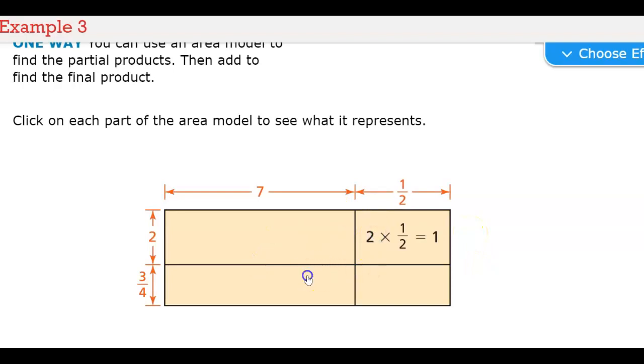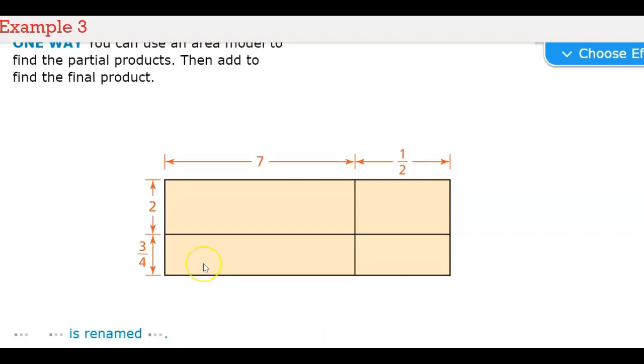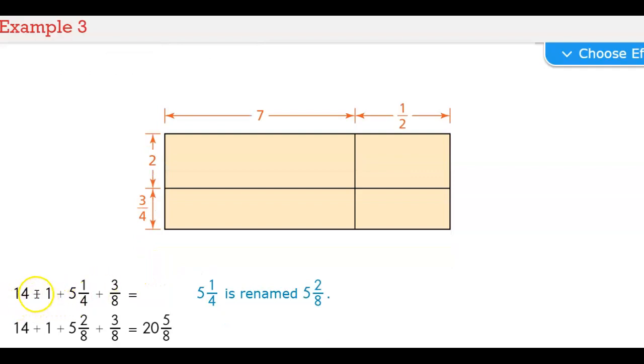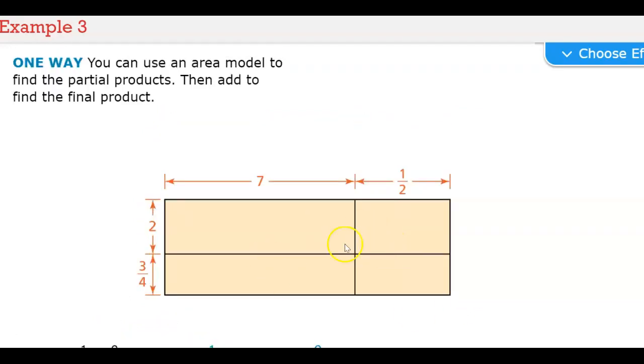Now, once you find all of the individual answers, you then add them all together. As you see here, you have 14 plus 1 plus 5 1/4 plus 3/8 is equal to 20 5/8. 5 1/4 is renamed as 5 2/8 so that we have a common denominator when we're adding, because when you're adding fractions, they have to have the same denominator. So that's why the 5 1/4 is changed to 5 2/8. And so your final product is 20 5/8 using this area model here.